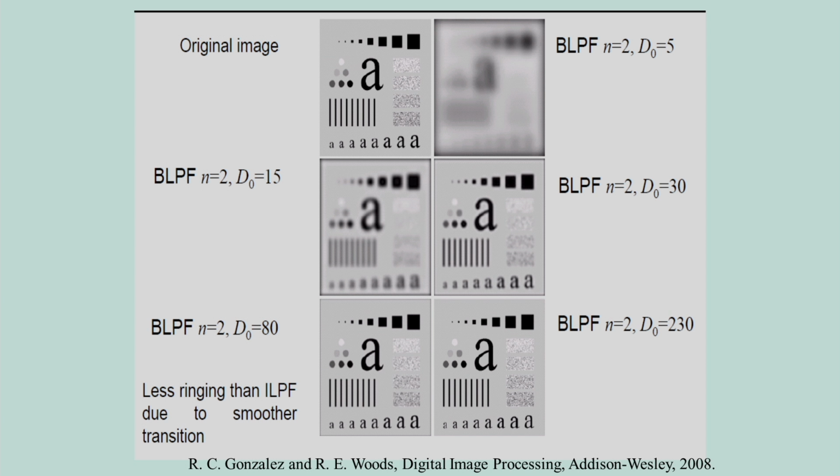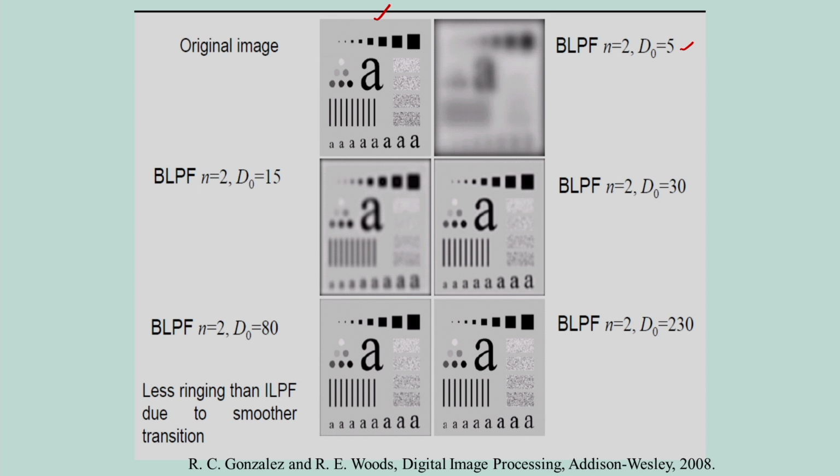So in this case, I have shown the example here. The original image is shown, and I am considering the Butterworth low pass filter. The order I am considering is n equal to 2, and I am changing the cutoff frequency, which is D naught. The first one is 5, the next one is 15, 30, 80, 230 like this. If you see, if the cutoff frequency is less, the blurring will be more because of the central lobe of the sinc function.